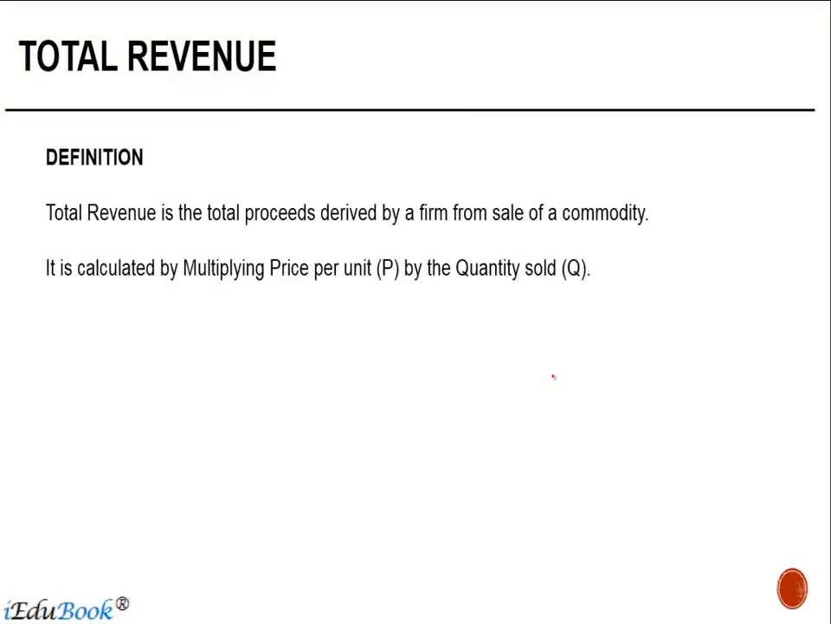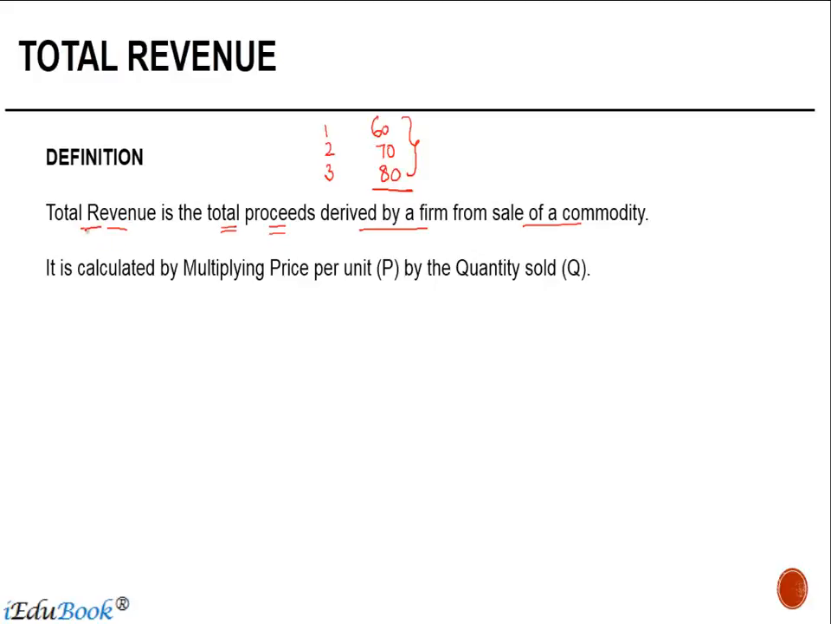So the definition of total revenue is that total revenue is the total proceeds derived by a firm from sale of a commodity. You may sell 3 different commodities at different prices. You may sell one at 60, the other one at 70, the third one at 80. The individual price does not matter, right?